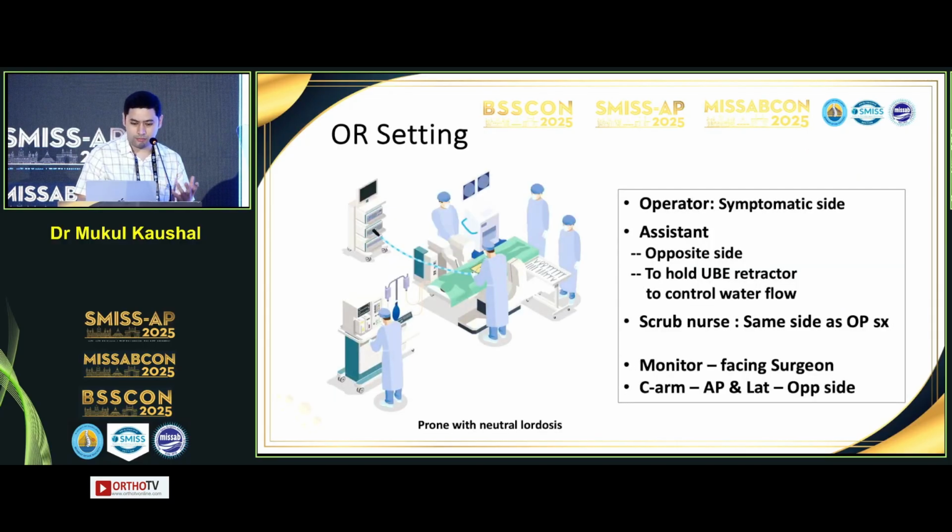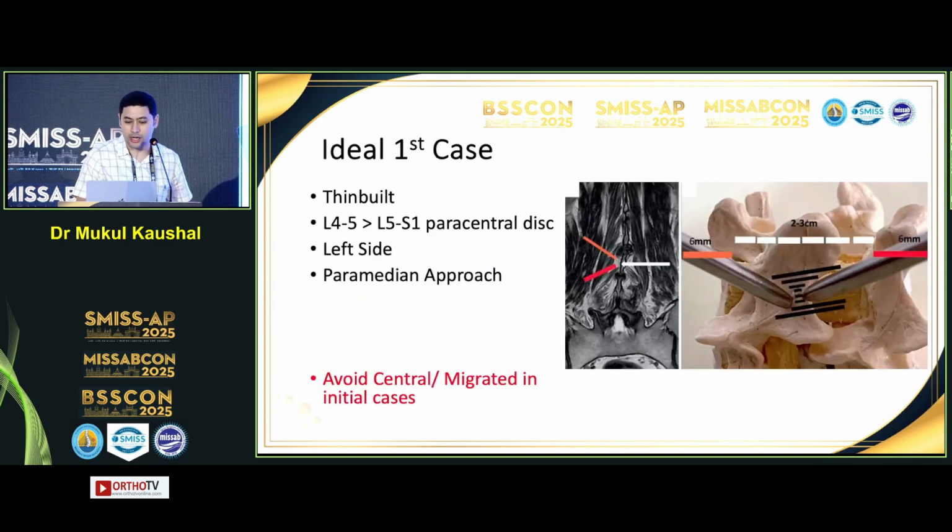Setting: the surgeon is going to stand on the more symptomatic side, and the assistant is going to stand opposite to you. His job is to hold the UBE retractor to ensure good outflow. The scrub nurse can stand alongside you. If you are just a two-person team, like a surgeon and assistant, that is also fine. The monitor comes in from the opposite side of the surgeon, and for the C-arm, you need an AP and a lateral view.